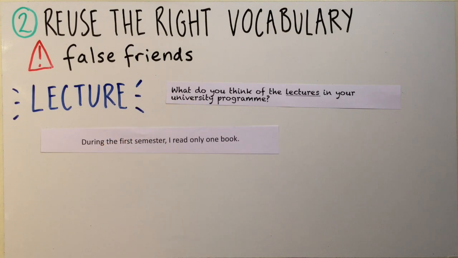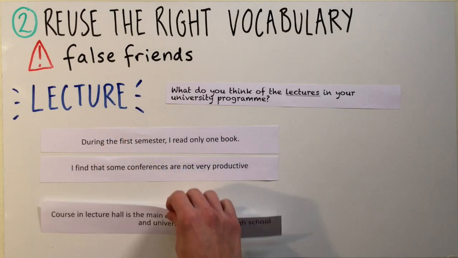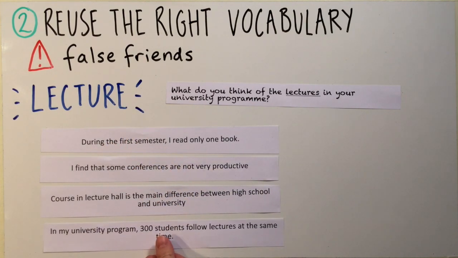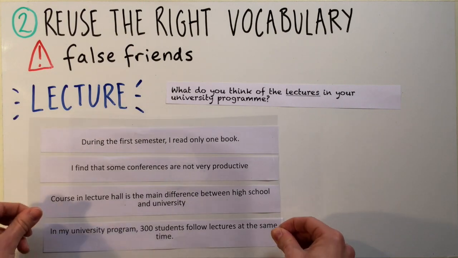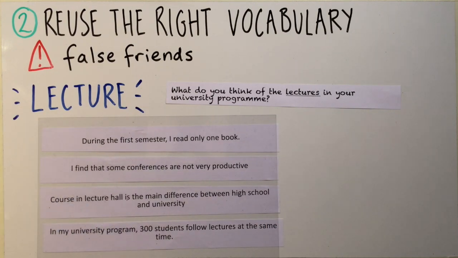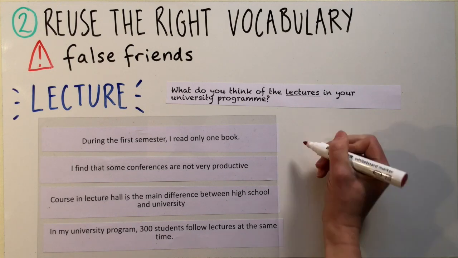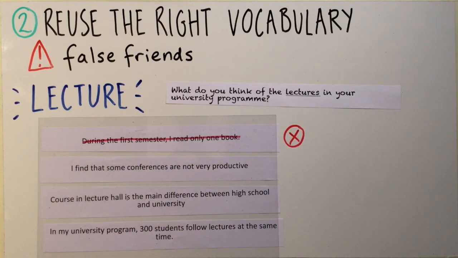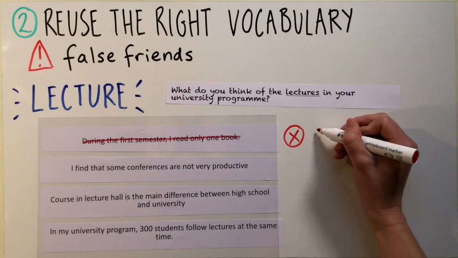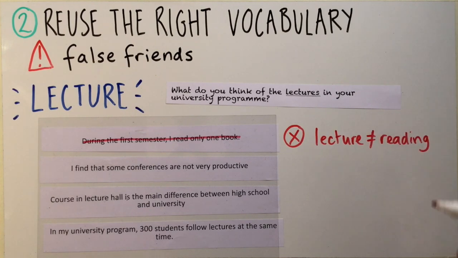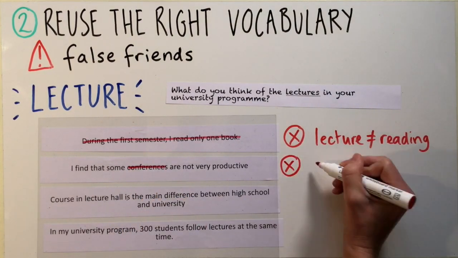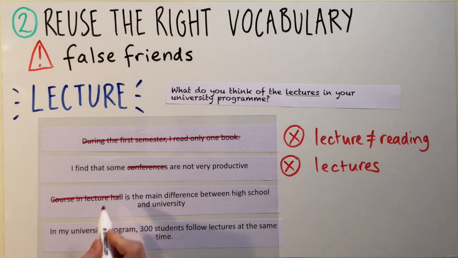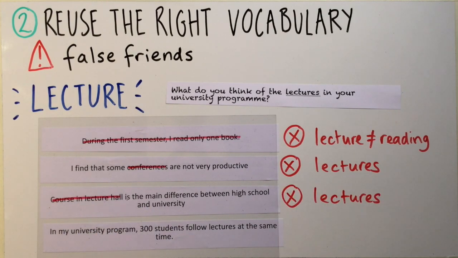Here is what some students wrote. Only one of these examples is right. Can you see which one? First example is wrong. Lecture is not about reading. In the second example, the student should have said lectures. The same in the third example. The fourth example is the right meaning of lectures.